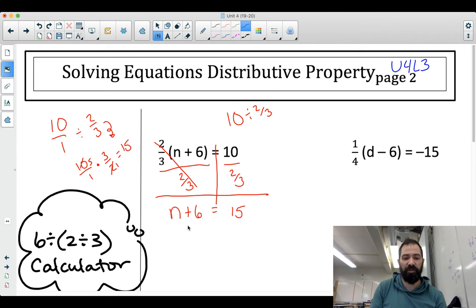One step equation here. We're going to subtract 6 from both sides. We're going to get n equals 15 minus 6, which is 9.